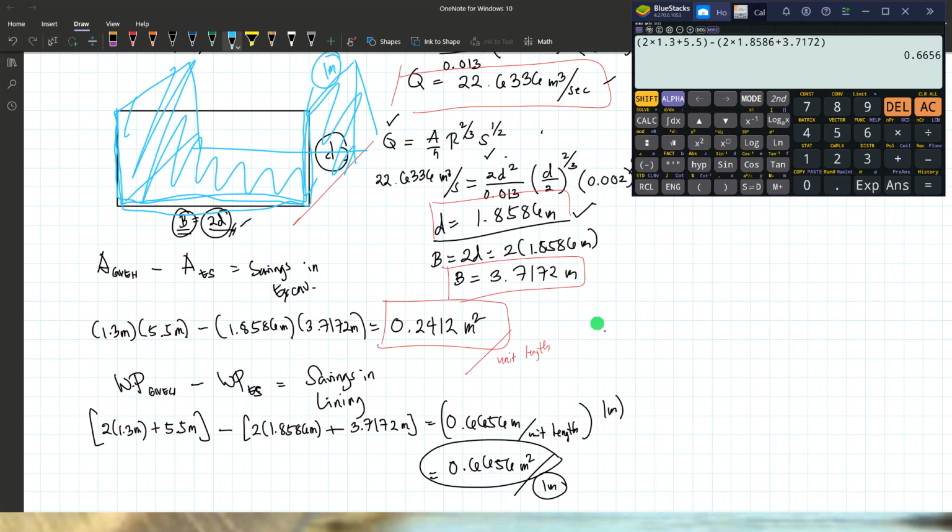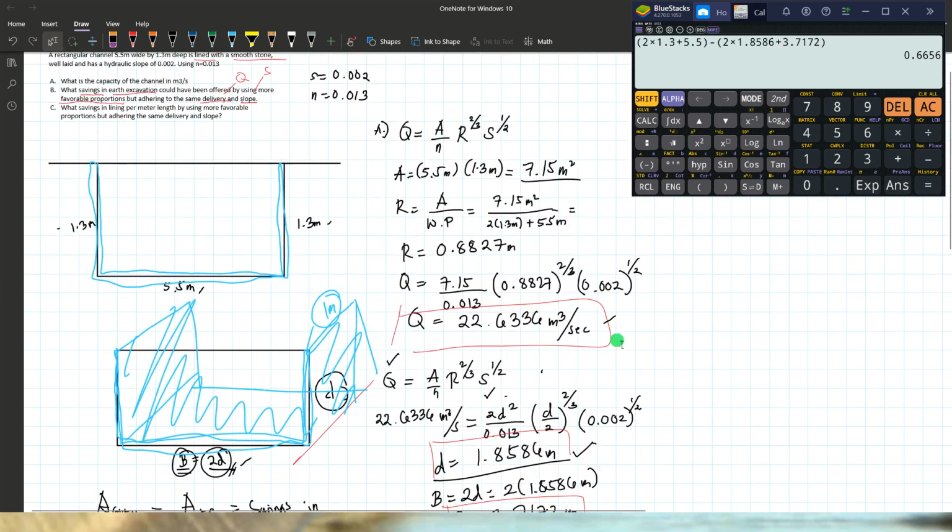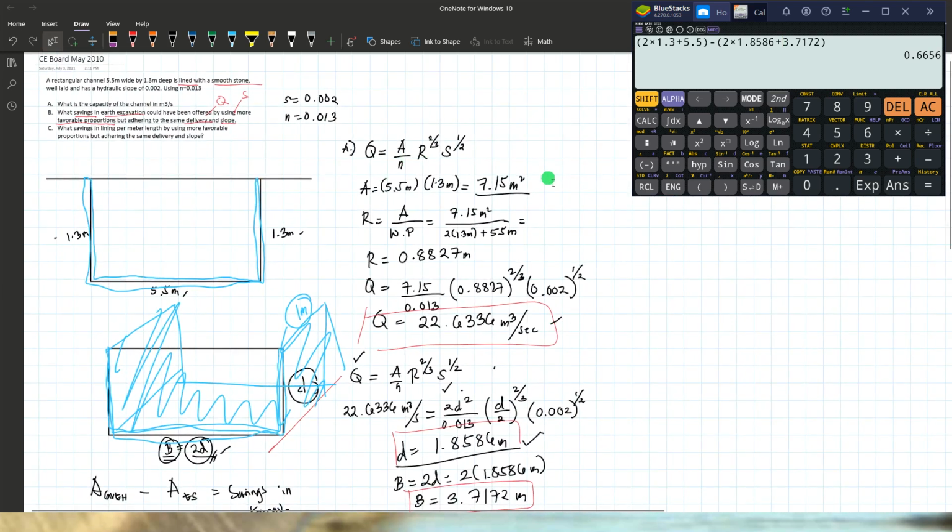again, let's review before we proceed. For the flow rate, just use the Manning's formula. That's the usual formula being used for open channel, especially in board exams. But unless indicated there to use the Chezy, we will use the equivalent formula for that. But usually we use Manning's formula for determining the Q.